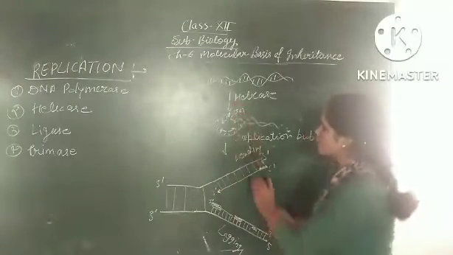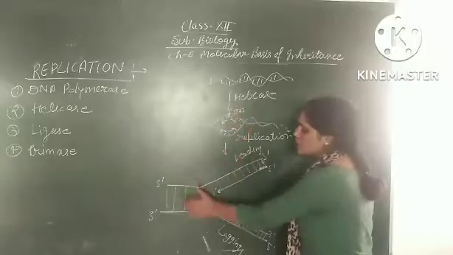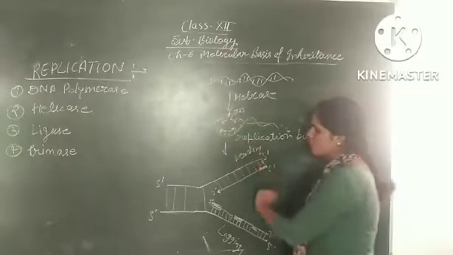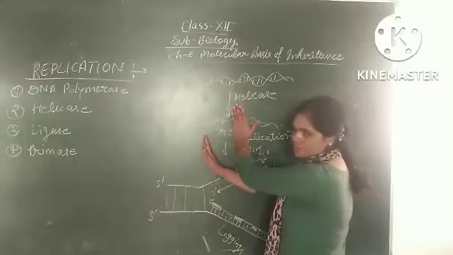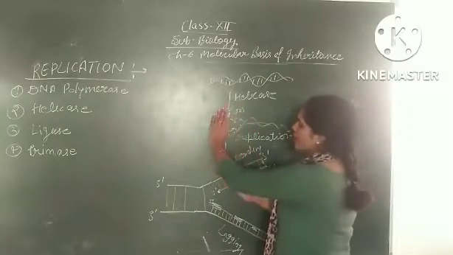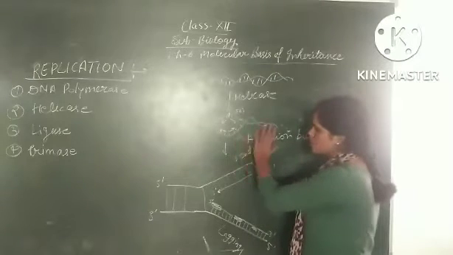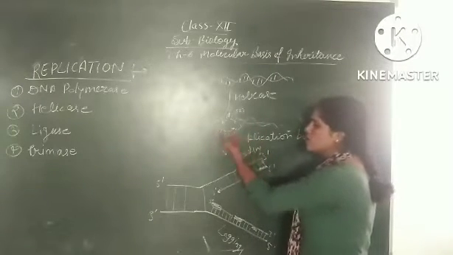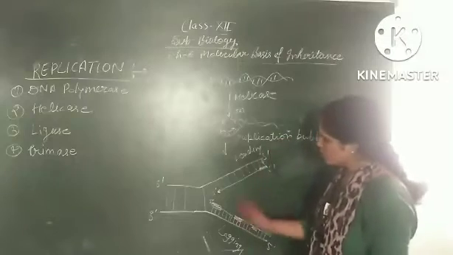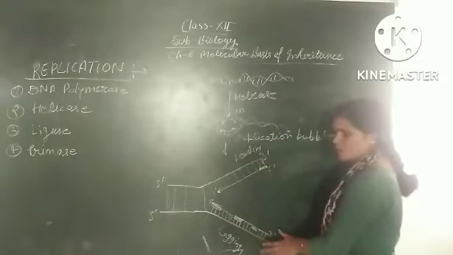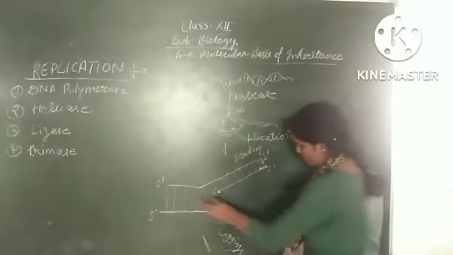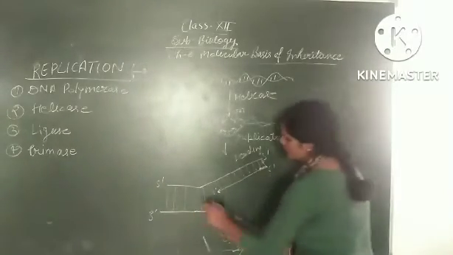The half part of this replication bubble is known as the replication fork. So this is one part of the replication fork, and this is another part of the replication fork. At the other end of this replication bubble, replication similarly happens. So this is one replication fork. The polarity of the replication fork is 3 prime, 5 prime, and 5 prime, 3 prime.